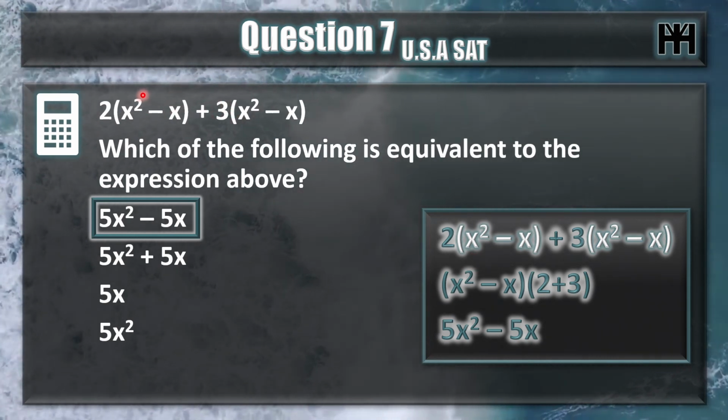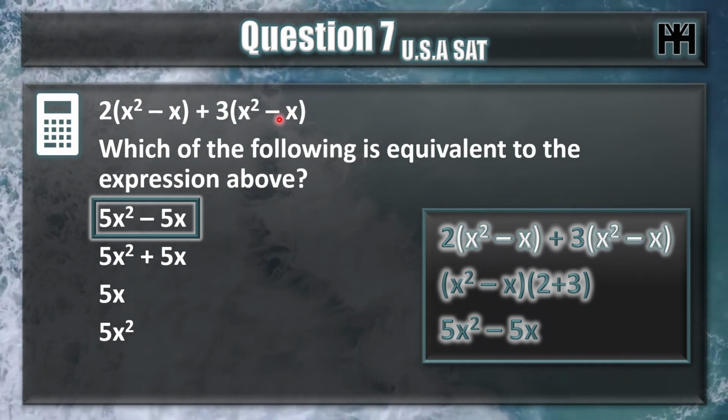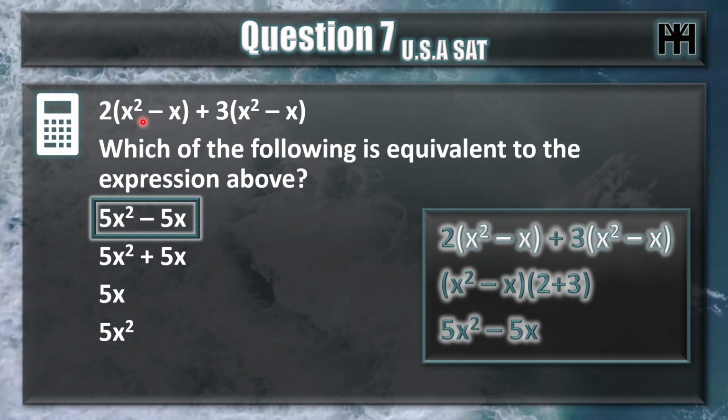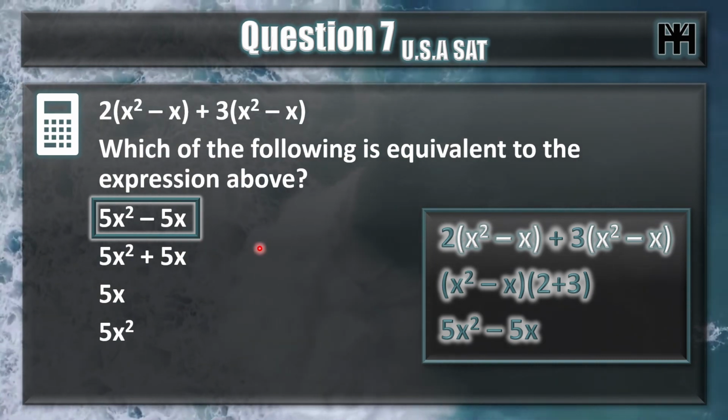As if you are saying we have 2z plus 3z, so it will be 5z. If you're confused, just say that x^2 minus x is equal to z. So it's 2z plus 3z. It will be 5z. Very easy.